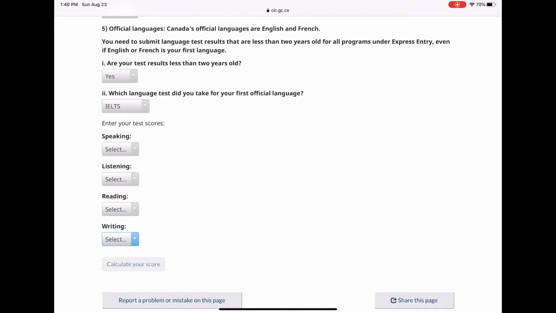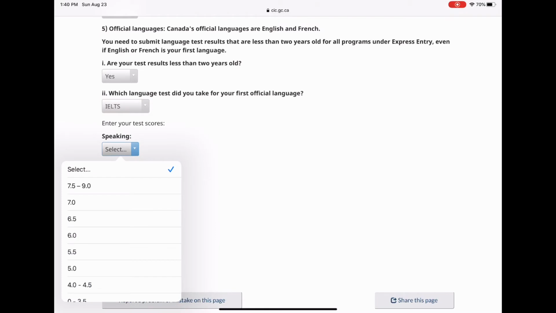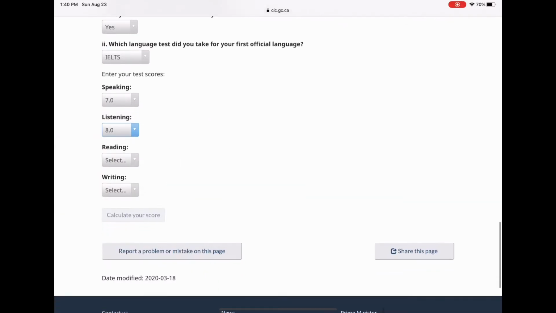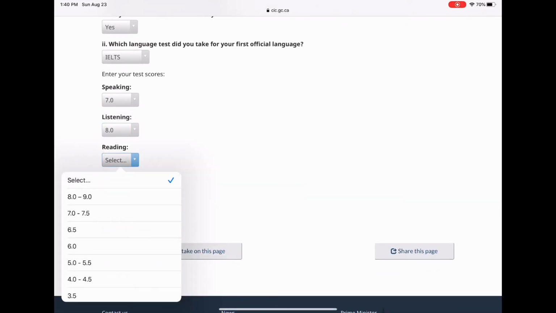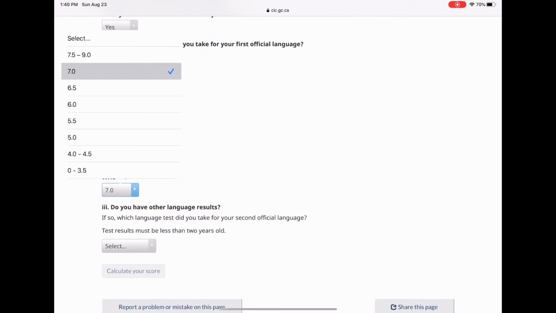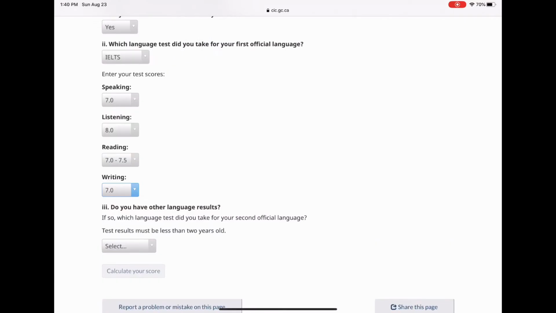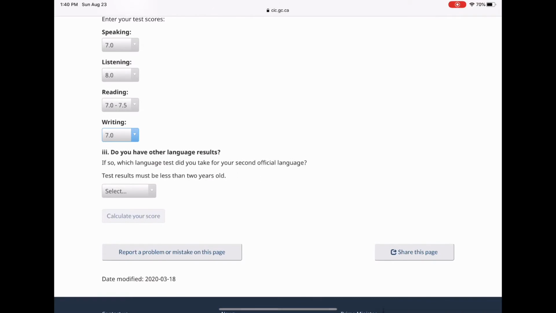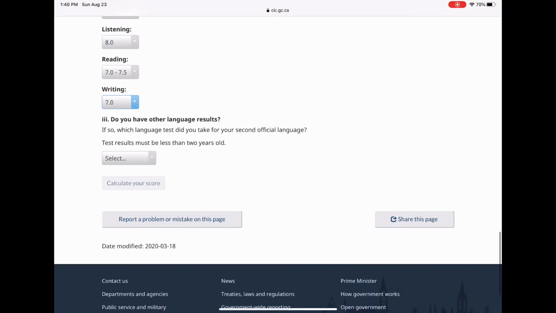So I'm gonna show you that speaking you should have a bare minimum of 7. Then listening you should have 8, and then reading you should have 7, then writing 7. So this is the bare minimum you have to have for the application. It is not recommended to have anything below this, because the score is gonna go very, very low. And of course, if you have higher scores, then that's gonna help you as well. I did have, and it did help me.